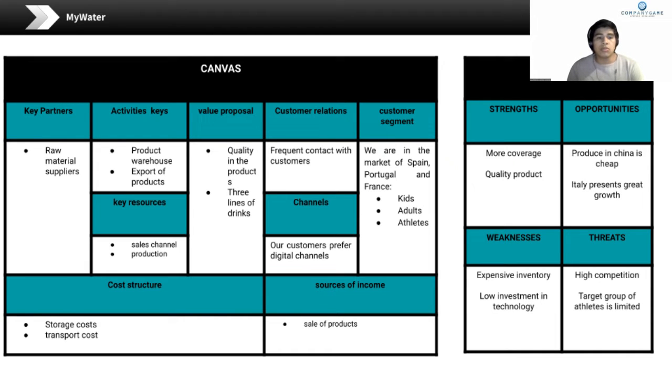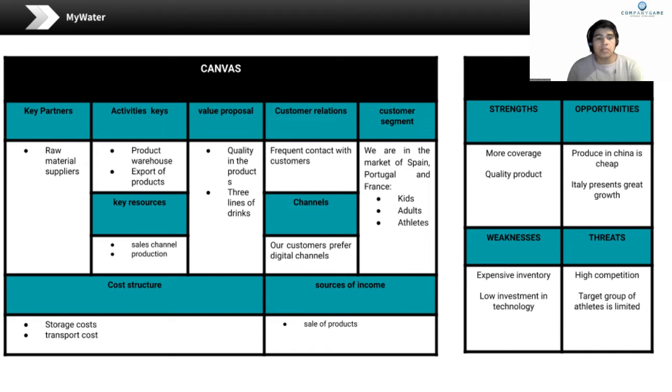Value proposition: quality in the products, especially the lines of drinks. Key activities: product warehousing and export of products. Key resources are the two sales channels and production. Key partners are raw material suppliers, and the cost structure is storage costs and transport costs. Sources of income: sale of products.